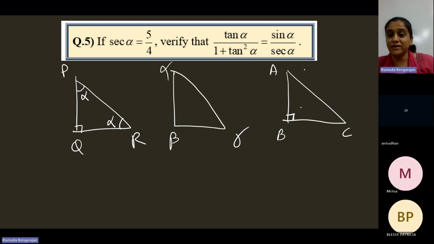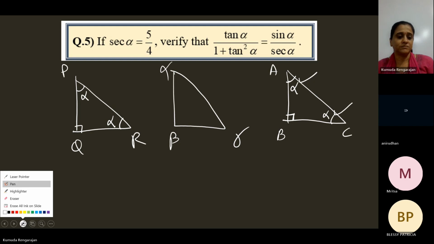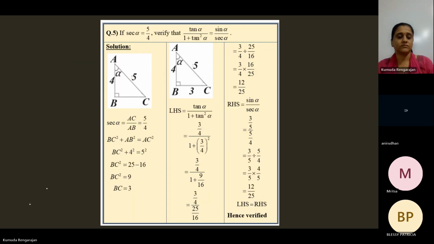Now this one cannot be alpha. Alpha is one of the two acute angles. So you mark this one as alpha or you mark this one as alpha. Supposing you mark this as alpha, your friend marks this one as alpha. Both of you will get the same answer. Their answers will not change. So I've taken this as alpha.